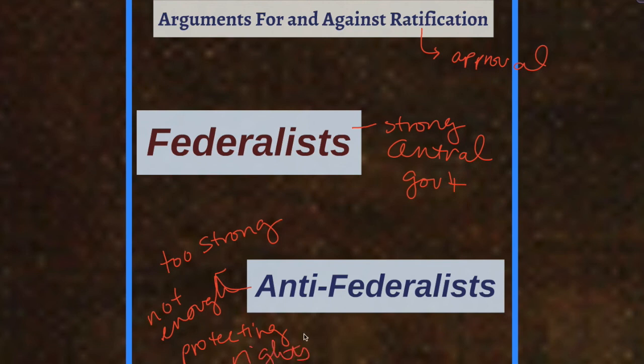So these are going to be the arguments coming into ratification of the Constitution. And again, there's going to be your compromise that's going to kind of meet in the middle, is they are going to pass the Bill of Rights. Once the Bill of Rights are passed, then you have most of your anti-federalists on board with the Constitution.